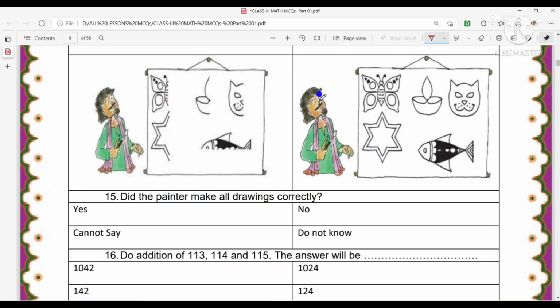Then, did the painter make all drawings correctly? You can see all the drawings have mirror halves, that means symmetry. So, yes, the painter made all drawings correctly.